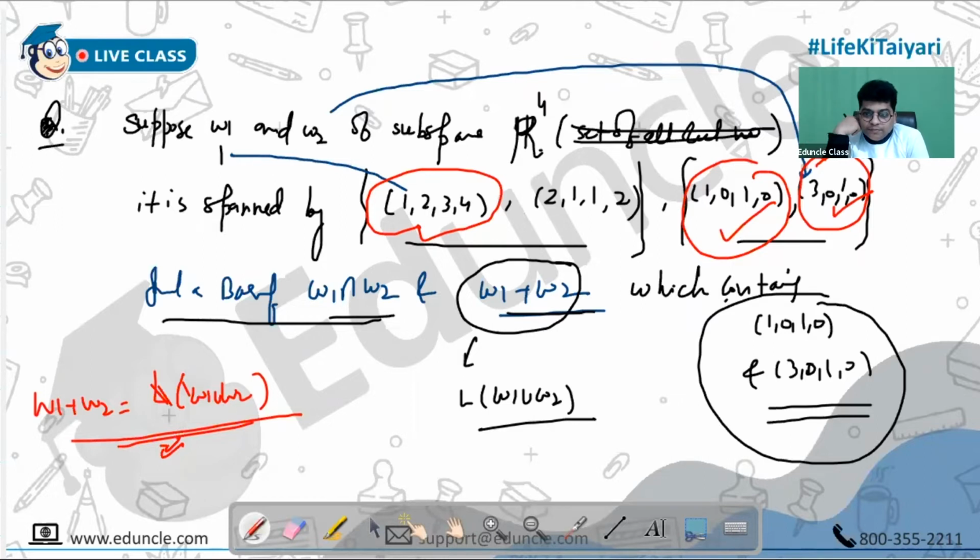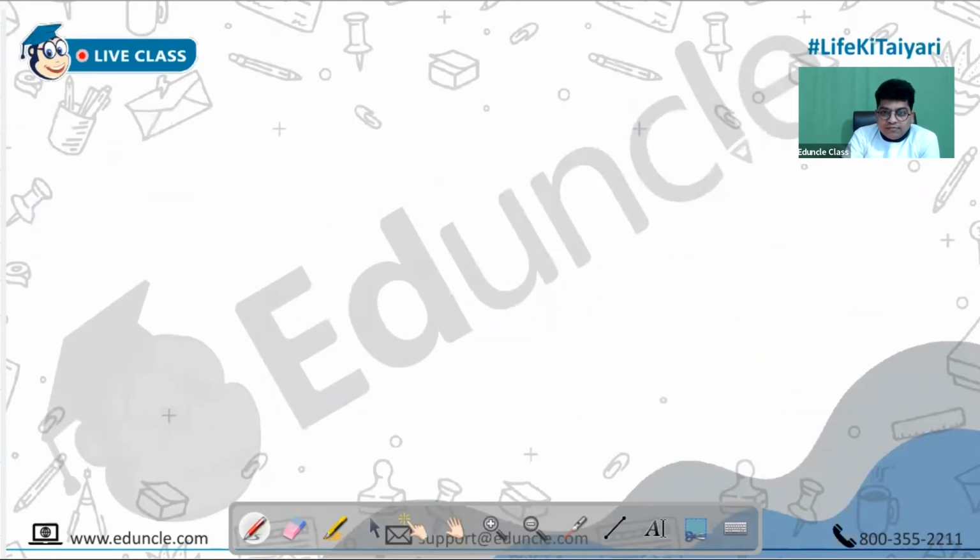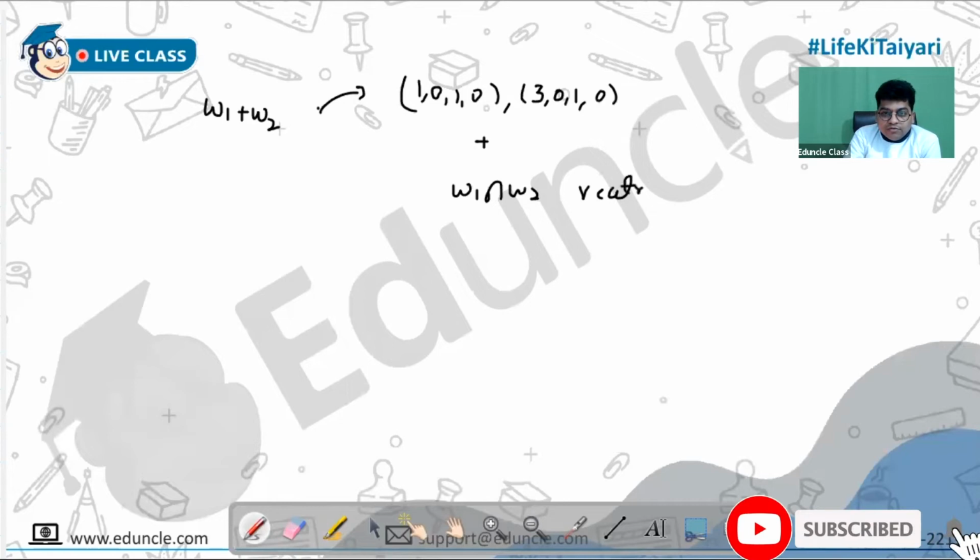I just want to tell you one thing. Whatever they have done, I think you are saying like this: in W1 plus W2 they have included something, that is these two vectors, 1 0 1 0 and 3 0 1 0, and included the W1 intersection W2 vector. Are you saying like this?